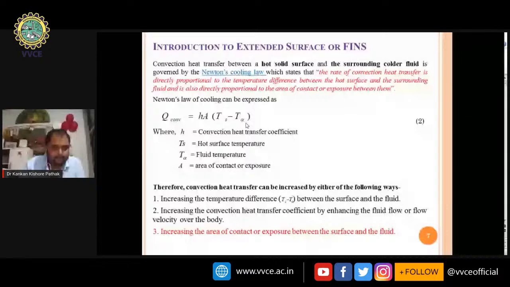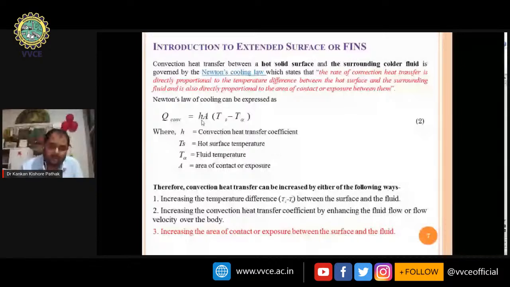Now, if you want to increase the heat transfer rate by convection, we have three options. Either we need to increase the temperature difference between the surface and the fluid, Ts minus T∞, or we need to increase the heat transfer coefficient, or we have to increase the area. Now see, it is very expensive to increase the heat transfer coefficient. If you do it by enhancing the fluid flow velocity, we need a fan or a blower, which makes the process costly, that means the expenditure will be more.